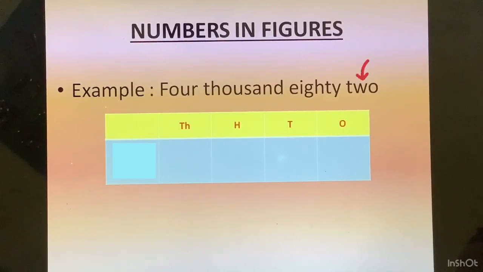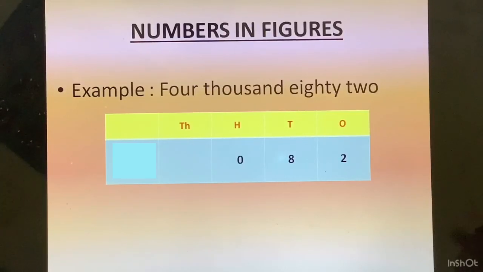So in the ones place, we will put 2. Then after that, we have 80. 80 is 8 tens. That means we will put 8 in the tens column. Nothing in the hundred. So we will write 0 for hundreds.